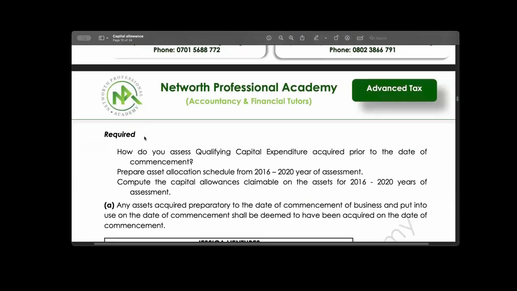So the examiner is now asking us, how do you assess qualifying capital expenditure acquired prior to the date of commencement? Any qualifying capital expenditure acquired prior to the date of commencement will be deemed to have been acquired on the date of commencement. I'll say it again.